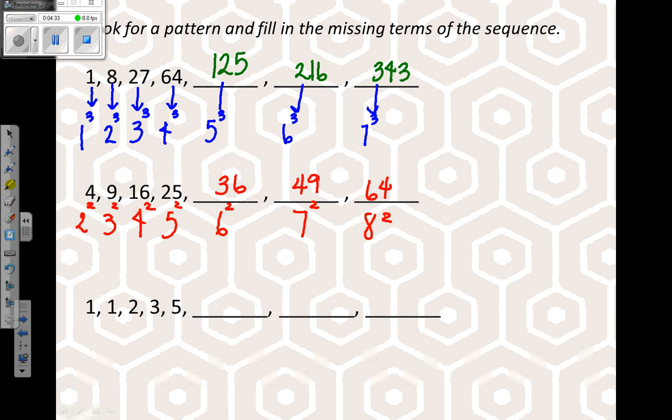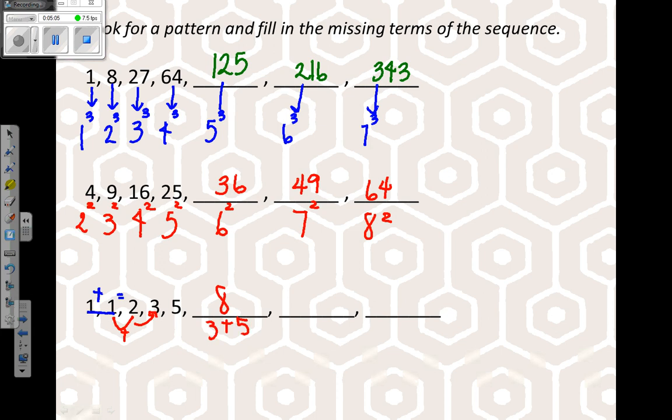If you'll notice, these first 2 numbers right here, 1 and 1, if I add those together, I get 2. For my next one, if I take 1 and 2 and add those together, I get 3. 2 and 3 added together gives me 5. So for my next term, I'm going to take the previous 2 terms and add them together. So 3 plus 5 will give me 8.